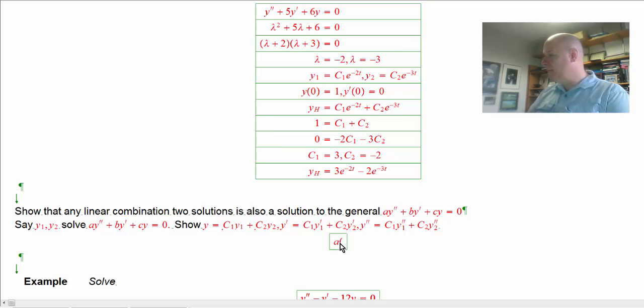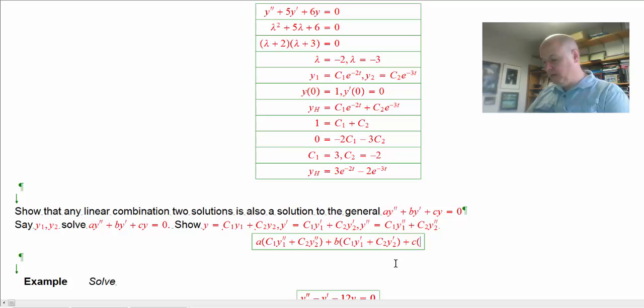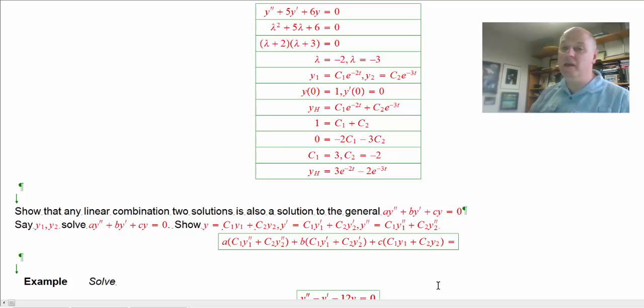That's going to be a times y double prime plus b times y prime plus little c times y, and I want to show that that equals 0. I'm not going to make it equal to 0 yet. I have to go through some algebra and show that.